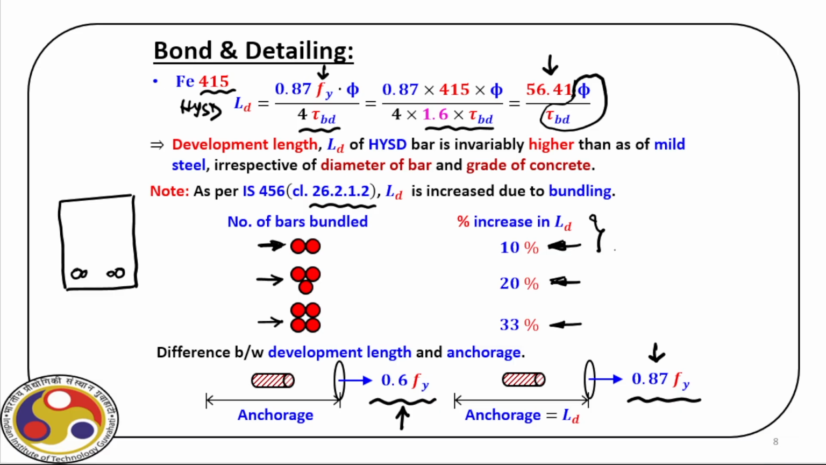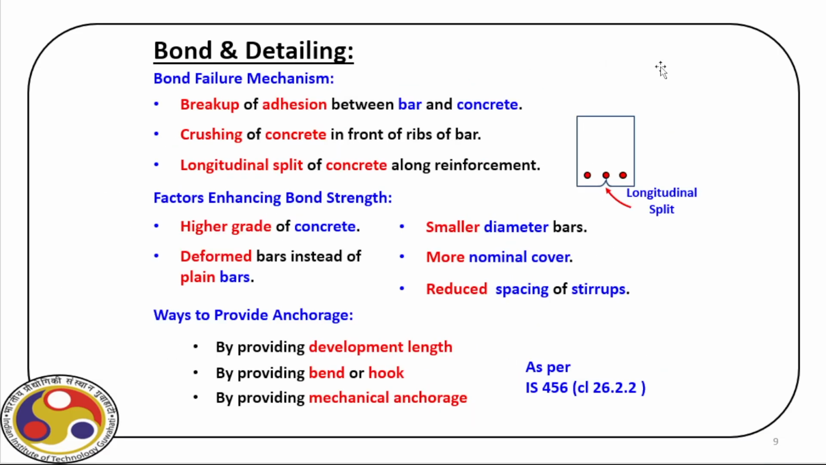Now, let us see different bond failure mechanisms. The first one is the breakup of adhesion between bar and concrete. That is the first, or common, type of failure. So if we have a beam like this, and we have a reinforcement here, and the beam is simply supported, then the adhesion between this bar and the surrounding concrete may fail, which may lead to bond failure.